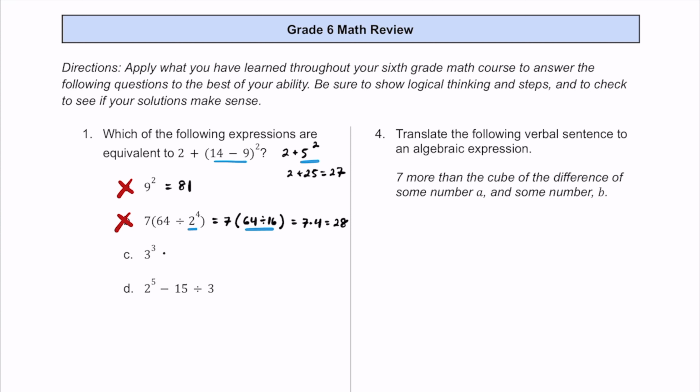For part C, we have 3 to the 3rd power, which is 3 times 3 times 3. 3 times 3 is 9. 9 times 3, that equals 27. So this one would be correct for answer choice C.